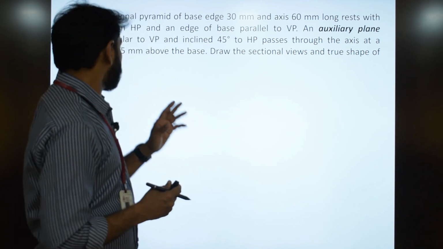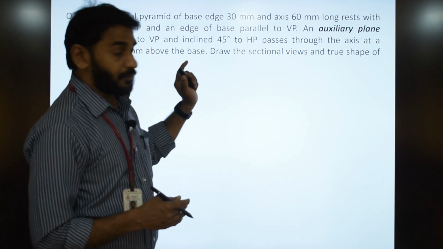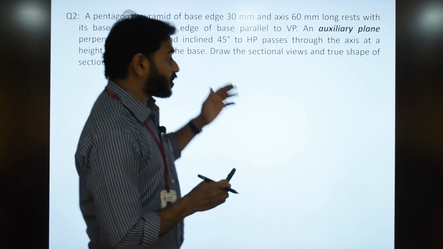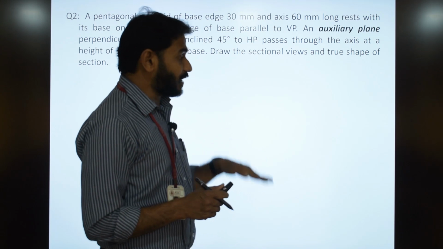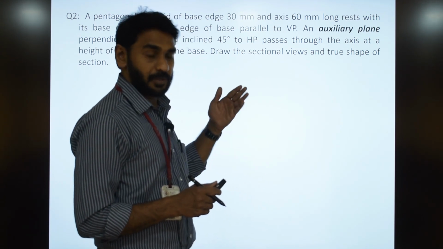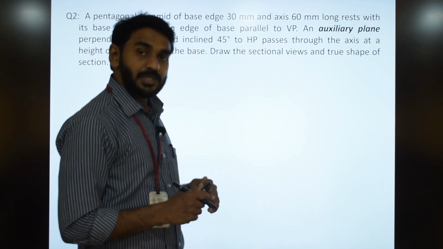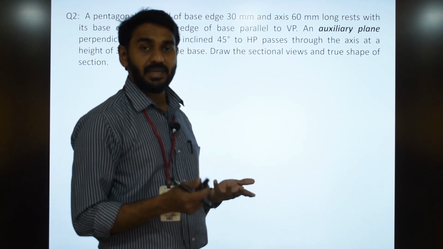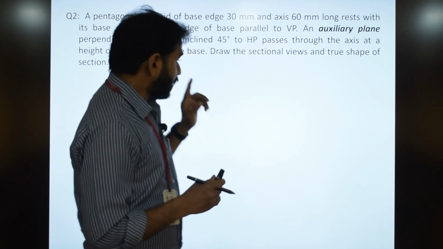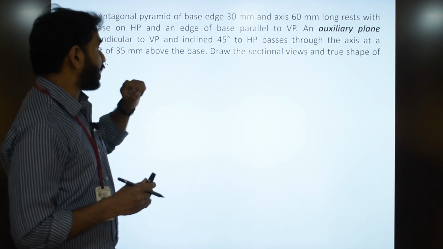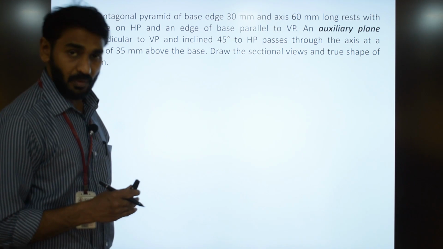Also you have to draw the true shape of the section. In the previous question it was not asked to draw the true shape of the section. The reason is that the section plane was parallel to the base, or parallel to HP, and perpendicular to HP and parallel to VP. So in the front view itself you can see the true shape of the section, so it is not separately asked. But here the auxiliary inclined plane is inclined to HP by 45 degrees and it is perpendicular to VP.